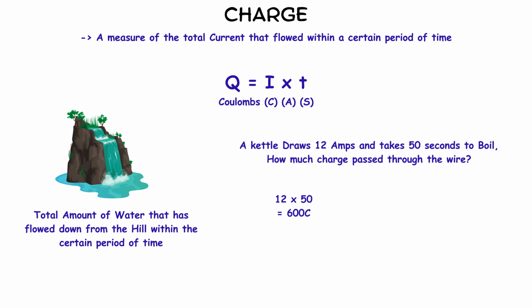We represent charge with the letter Q and it is measured in coulombs, which we show with a C. The equation to remember is that charge equals current measured in amps multiplied by time measured in seconds.